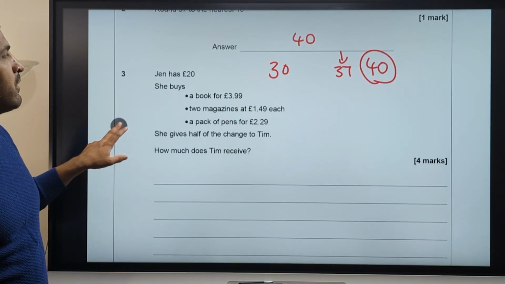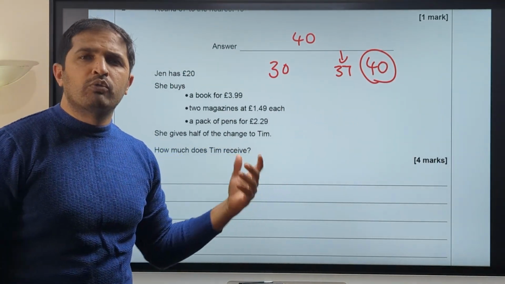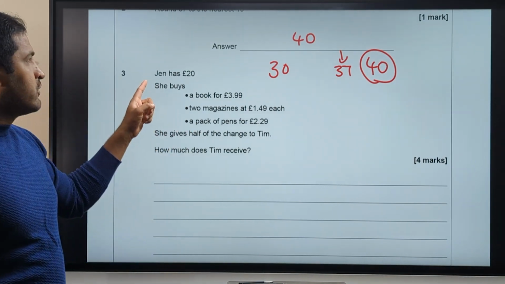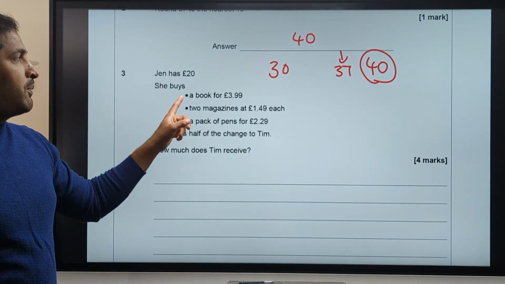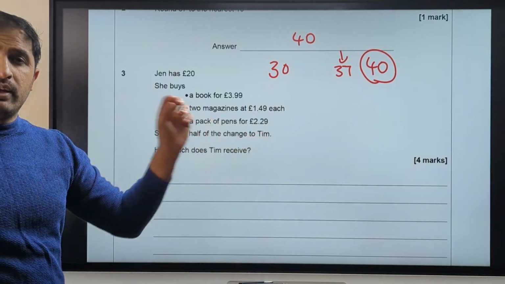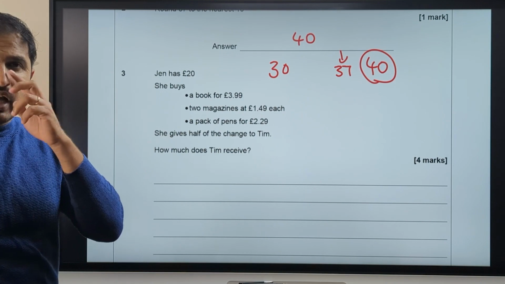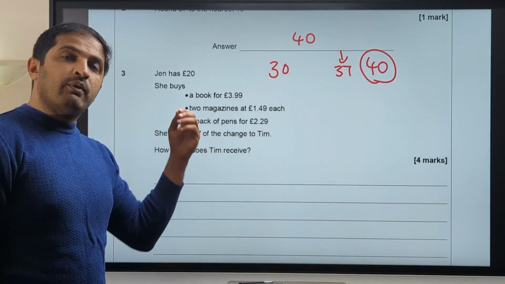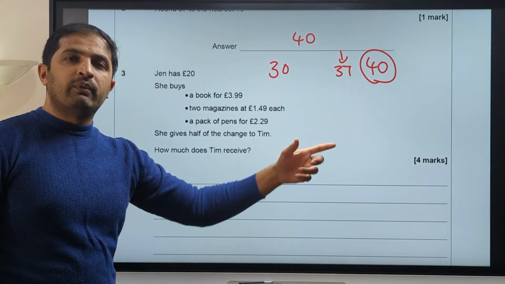Jen has £20, a 4-mark question. It's a problem solving question, generally comes up at this point in the paper. Jen has £20 and she buys a book that costs £3.99. If you're answering a 4-mark question using a calculator, you know what you're doing, but you still need to write down the method, write down what you're doing, so you get marks every time.